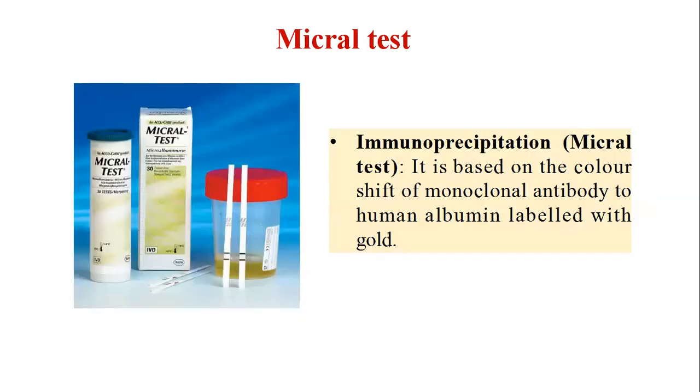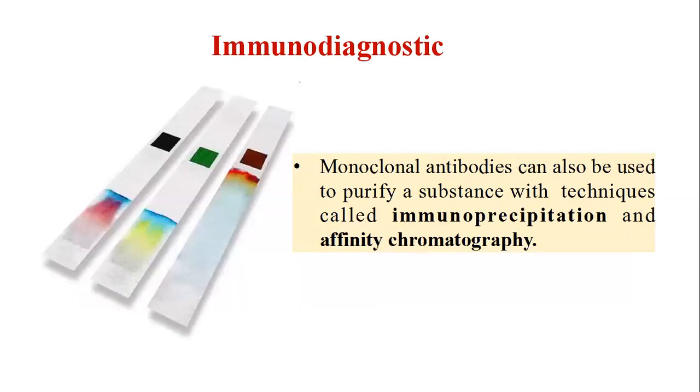In case of Micral test, this is an immunoprecipitation test. Also, we can use monoclonal antibody. This particular test is based on color shift of monoclonal antibody to human albumin labeled with gold. Here you can see it is labeled with gold, and you can have some mark there, like the first one, the second one. In case of immunodiagnostics, you can use monoclonal antibodies for separation or for purification of some substances. They can also be used to purify substances with techniques called immunoprecipitation and affinity chromatography.